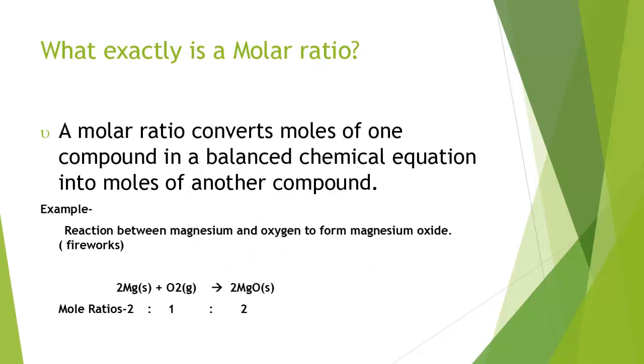Okay, so what exactly is a molar ratio? A molar ratio converts moles of one compound in a balanced chemical equation to moles of another compound. Example, you have a reaction between magnesium and oxygen to form magnesium oxide. Magnesium oxide is in fireworks. So you have 2 moles of magnesium plus 1 mole of oxygen gives you 2 moles of magnesium oxide. So you have your mole ratios, 2 to 1, and then 1 to 2, my bad.